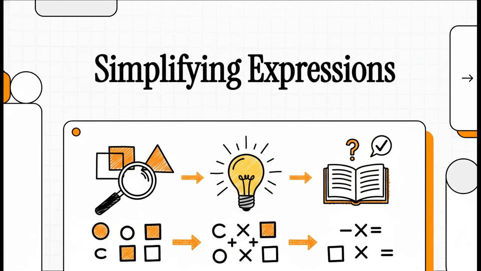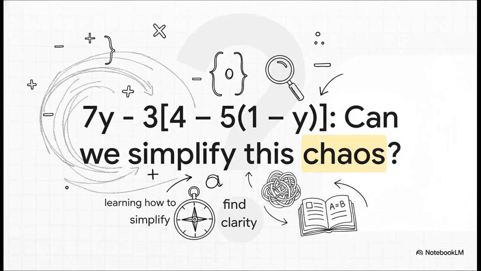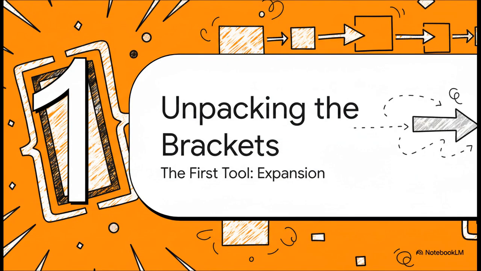Today, we're going to take something that looks like total mathematical chaos and turn it into something beautifully simple. Okay, take a look at this. I mean, it just looks like a total jumble of symbols, right? But what if I told you there's a really simple, elegant answer hiding inside? Well, today, we're going to go on a little journey to find it by learning exactly how to simplify these linear expressions. All right, so let's dive right in.